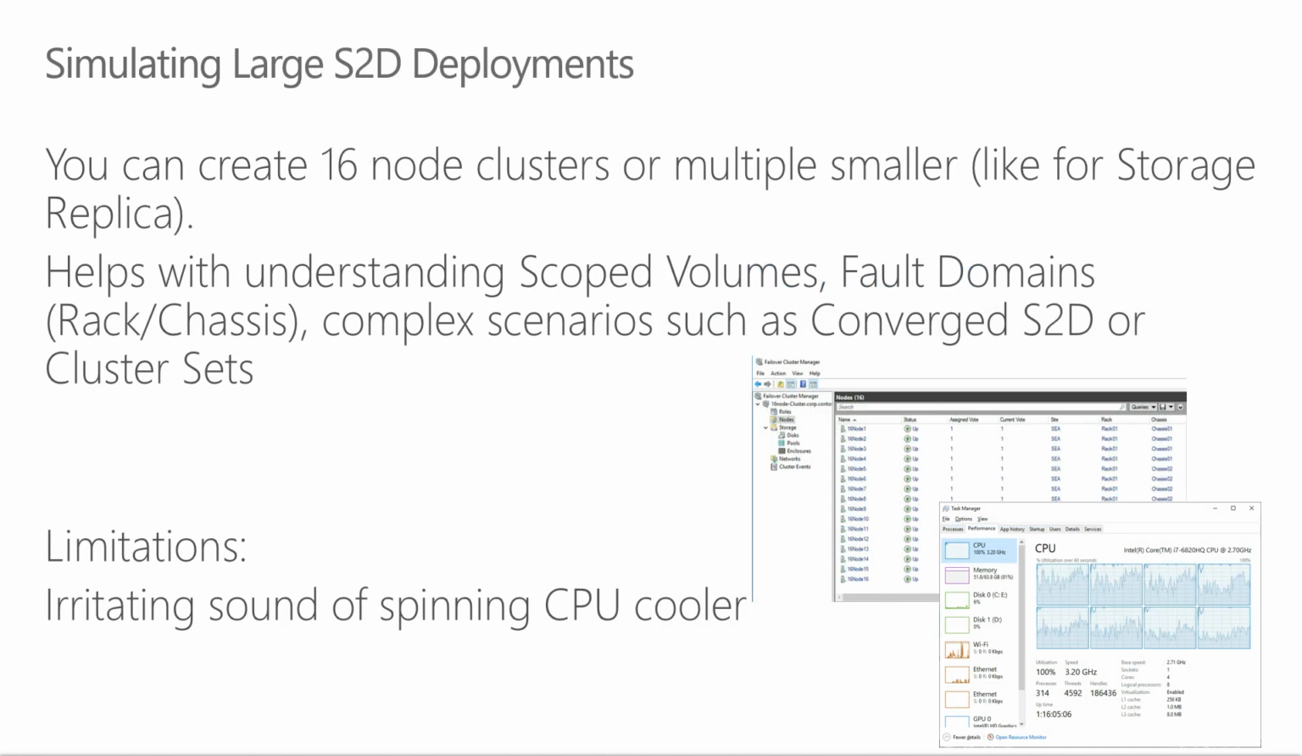If you think about large S2D deployments, it's also possible. On the screenshot in the right corner, you can see that there is a 16 node cluster. It's really convenient if you would like to play with fault domains. Also, it's really convenient if you have scenarios like converged S2D or cluster sets. There are some limitations, and the limitation is that the CPU will go crazy, and the fan of the CPU will go crazy too.